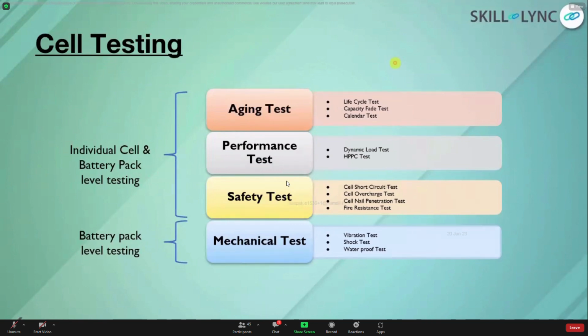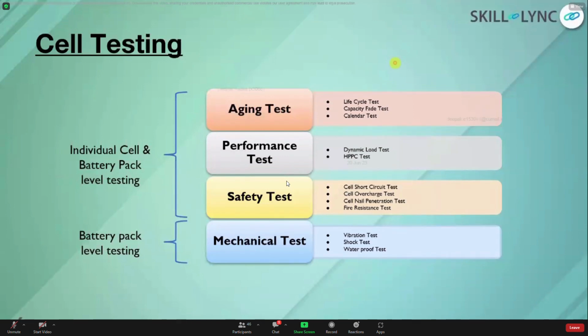Under this performance test, we have 2 different tests. One is the dynamic load test. Second is the HPPC test. We will dive deeper into each and every single test in the further slides. We are seeing only the bird's eye view of cell testing here. The third one is safety test. In this category, we make sure that all the tests are done in order to ensure the overall safety of the cell under different conditions where the actual application is required.